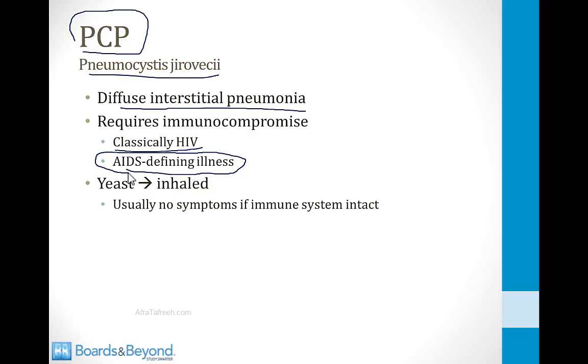When AIDS first developed in the 1980s, healthy homosexual men began to present to their clinicians with PCP pneumonia, which had previously been very rare, and tumors called Kaposi sarcoma, which also were very rare. And as people began to work up the reason why these healthy young men were developing these rare conditions, that led to the discovery of the AIDS virus. PCP is a yeast which gets inhaled, and it usually causes no symptoms whatsoever if your immune system's intact. But if you have HIV and AIDS, you can get pneumonia from this bug.